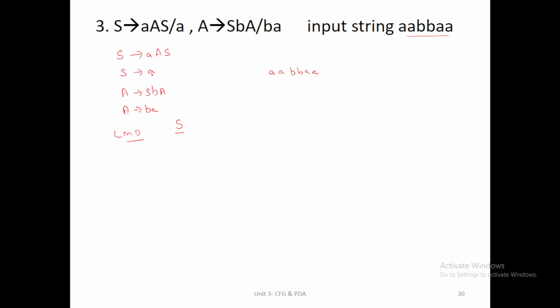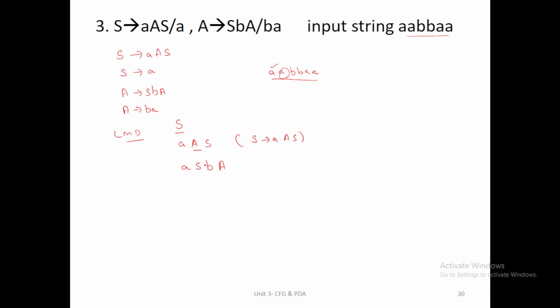If you use the second production, only one symbol can be used, but the expected output should contain 6 symbols. So I should use the first production. So S implies AAS. Here two non-terminals are available. The first left side non-terminal is capital A. The first symbol is A, so it is derived. So this capital A should be replaced with either SBA or BA. You should take the second symbol, that is A. So you cannot use the second production of A. Instead of it, you should use the first production of A, that is SBA.